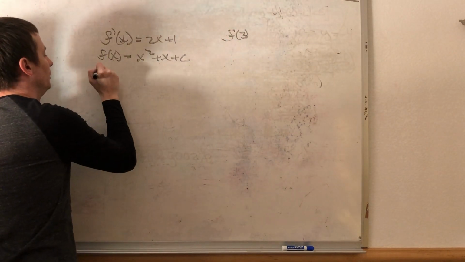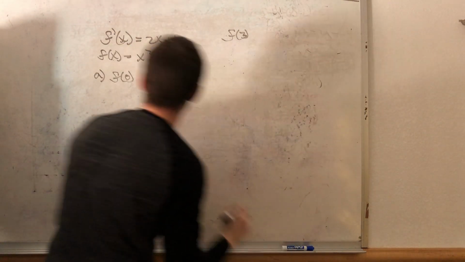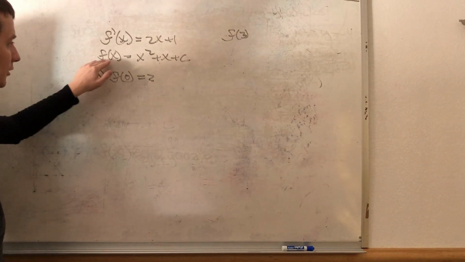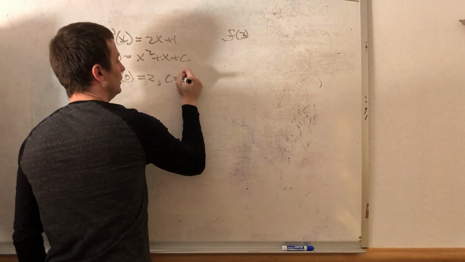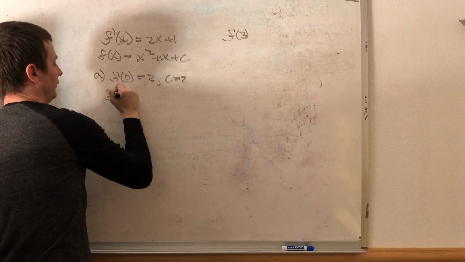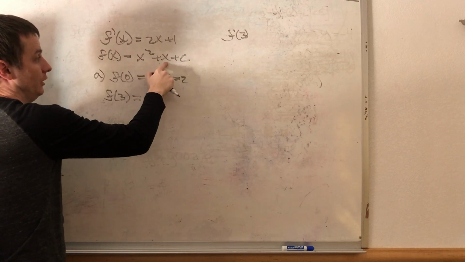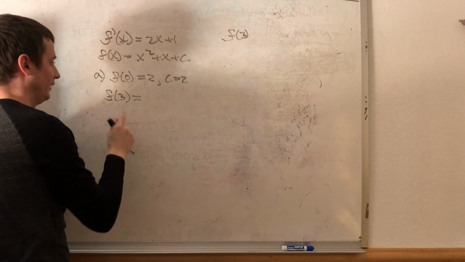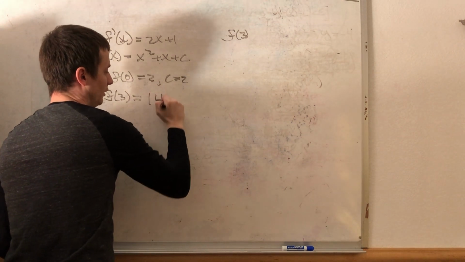So based off of our information in parts A, B, and C, we calculate that c, and then we can calculate f of 3. So in part A, it's given to us that f of 0 is equal to 2. So if f of 0 is equal to 2, that means when we plug in 0 for x, we should get 2 out, which means c is equal to 2. Then if c is equal to 2, what would I get if I plug in 3? f of 3 would be 3 squared is 9, plus 3 is 12, plus 2 is 14. So we should get 14 for part A.